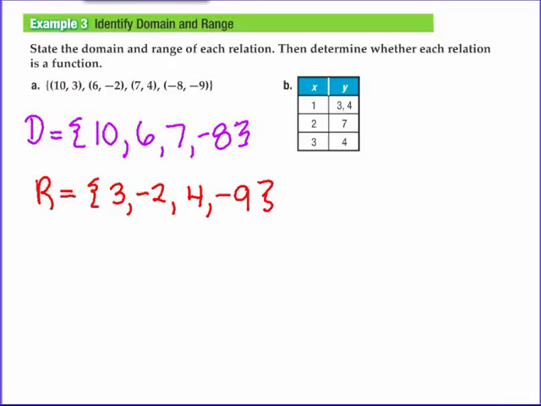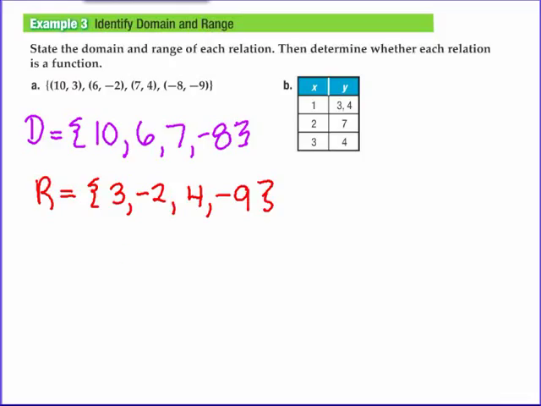So remember, a function, each element of the domain is paired with exactly one element of the range. So I need to think if I graph these. So 10, 3, 6, 2, negative 2, 7, 4, negative 8, negative 9. Will there be any point at which it's going to be touching twice? No. Basically, this is the thing. You have to have some x's that are the same in order for it to not be a function.